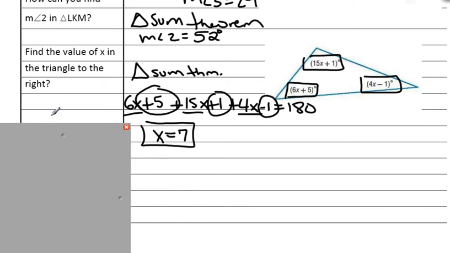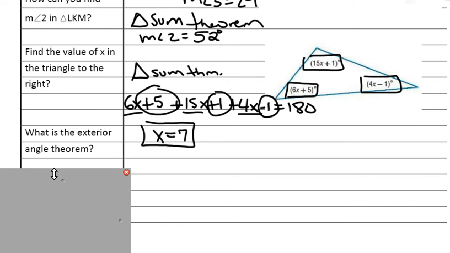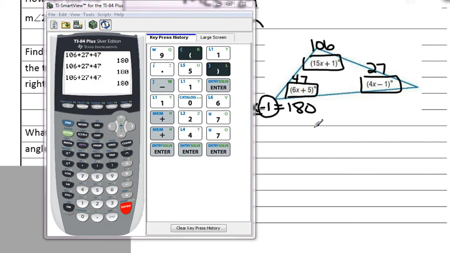Okay, so I got x is 7. If you did not get that, you're not sure why, go ahead and raise your hand. And you can go one step further and substitute your x into each angle. And I got 47, 106, and 27. And you will see that 106 plus 27 plus 47 is equal to 180.